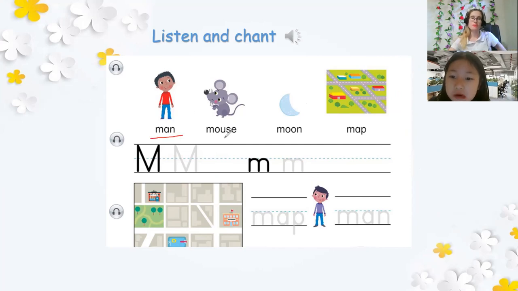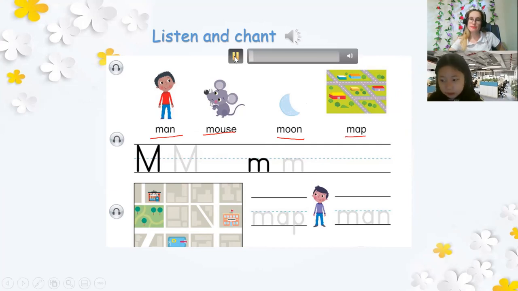Man. Mouse. Moon. Map. Unit 9. Good job. Rainy day.